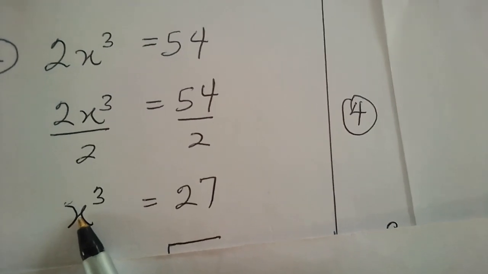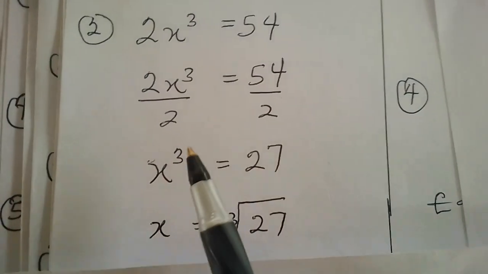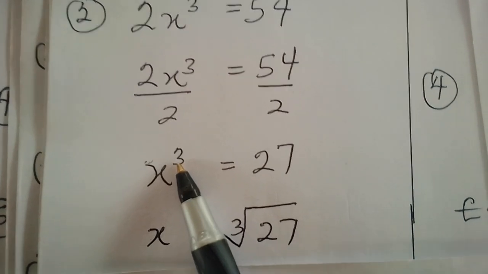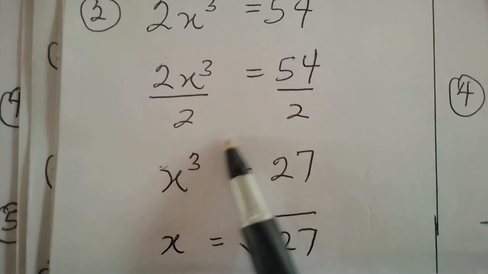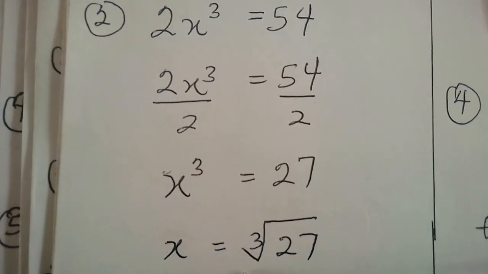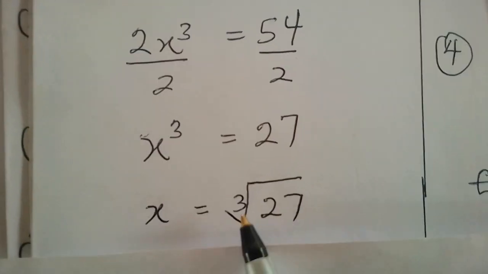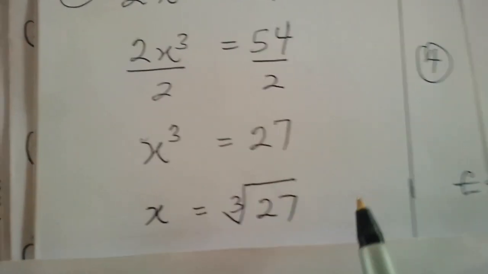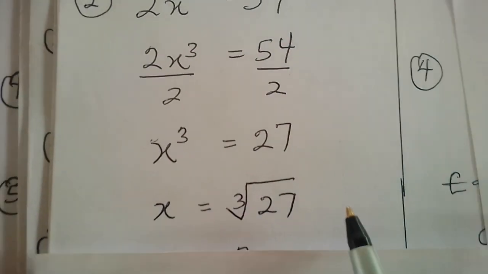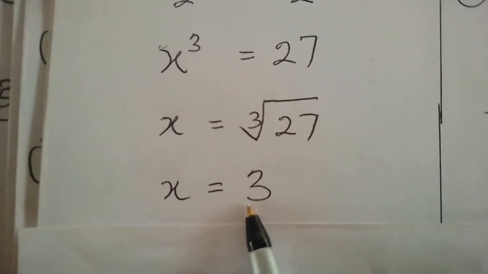Now, we want only x on this side. Since we require only x on this side, we need to remove this cube. Whenever a cube crosses the equality sign, it will change to the opposite operation, which is a root. So that means the cube will now turn to the cube root of 27. The cube root of 27, the same number you multiply 3 times that will give us 27, is 3. So the value for x here is 3.